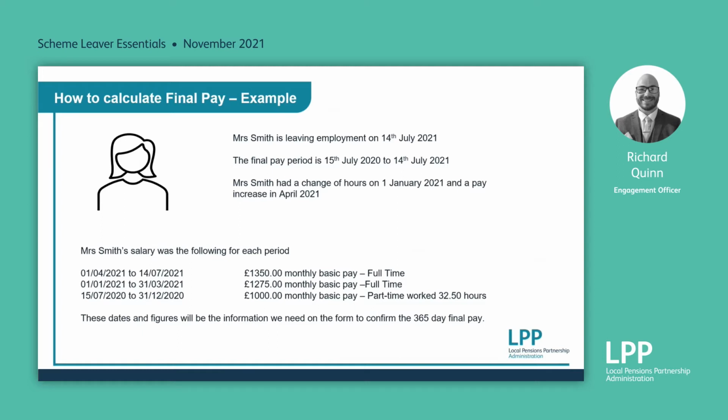There's key information to note here. Mrs. Smith had a change of hours on the 1st of January 2021 and had a pay increase in April 2021. This is important because when you're submitting the information on the pensionable pay calculator, you will need to provide a separate line for any contractual change during the final pay period. So this is covering any changes in basic pay, hours, and term time weeks.